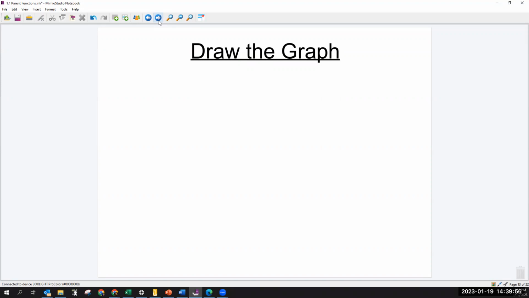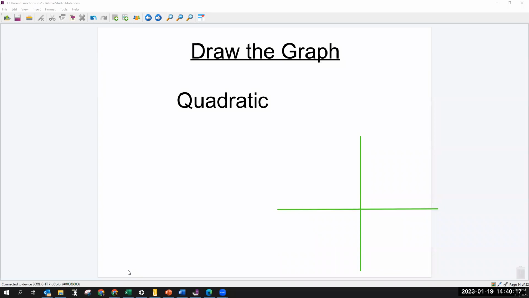All right, so the first one, quadratic. Best as you can, try to do it without using your paper. Draw the graph of a quadratic. All right, so a quadratic should look like that. Basic graph for a quadratic.